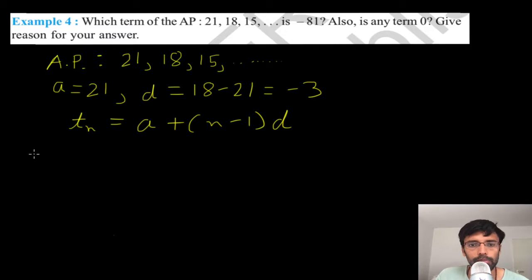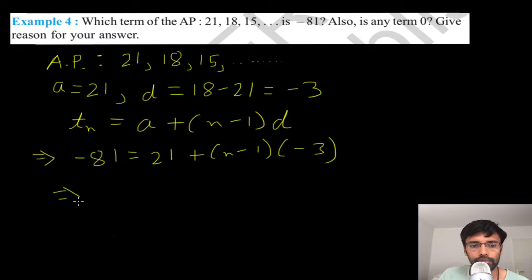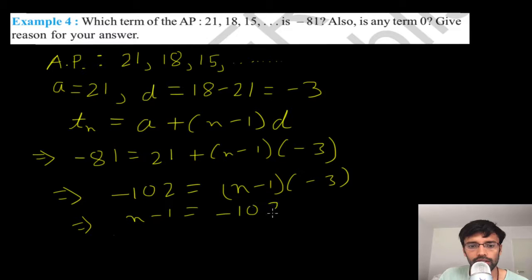Okay, so now we simply substitute the values. We have Tn as minus 81, and a is equal to 21, plus n minus 1 times minus 3. Let's take 21 to the other side. Minus 81 minus 21 will be minus 102. So minus 102 is equal to n minus 1 times minus 3. Therefore we have n minus 1 is equal to minus 102 by minus 3.